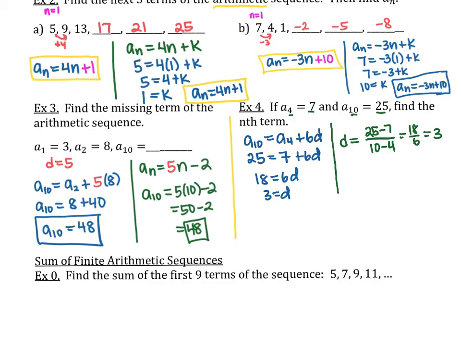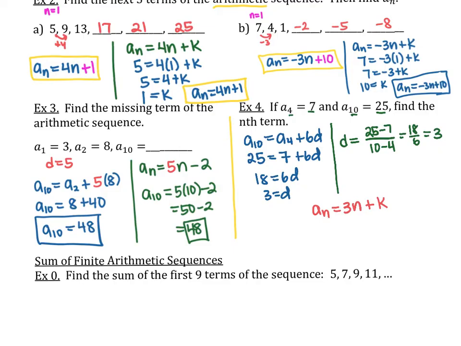Okay, I still need the formula for a sub n. And again, I've showed you a couple ways to do that. Okay, but now I know the difference is 3. So I know it's going to be 3n plus something. Okay, I'm going to put in a k here. Sometimes when it's higher, I don't want to do it in my head.